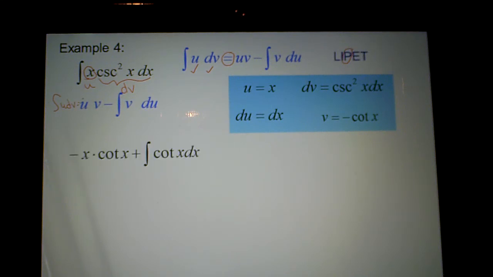Substitute, float my negative out front there, x times cotangent x, and then this negative was part of my v, I osmosised it out and turned the negative sign positive. The antiderivative of cotangent x is just on my list, natural log of the absolute value of sine x plus c. Ta-da!